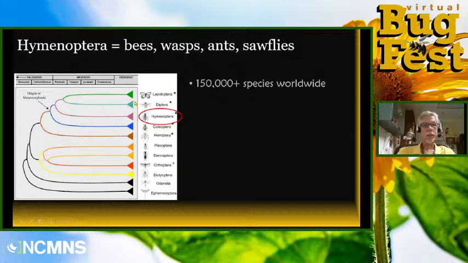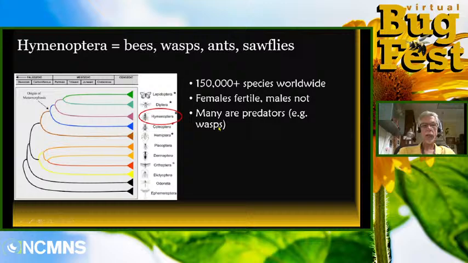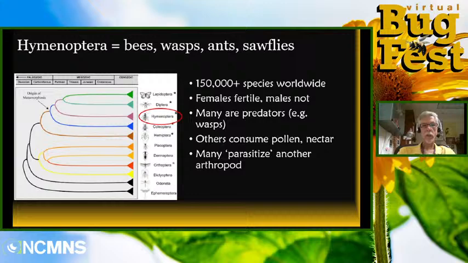So over 150,000 species of Hymenoptera. I'm sure most of you know the females are fertile and do the stinging, not the males. Many of them are predators, wasps especially are carnivorous. And then many of the others are consuming pollen and nectar. Many parasitize another arthropod like beetles, and then some parasitize other bees and wasps. So it's a real zombie world out there.